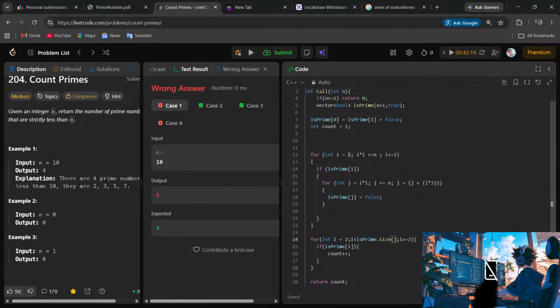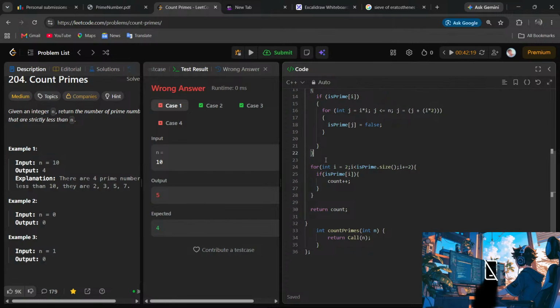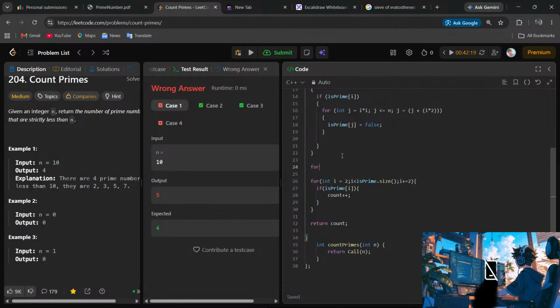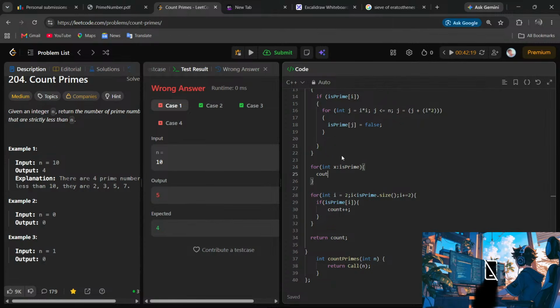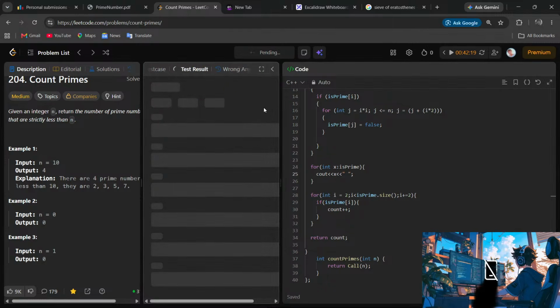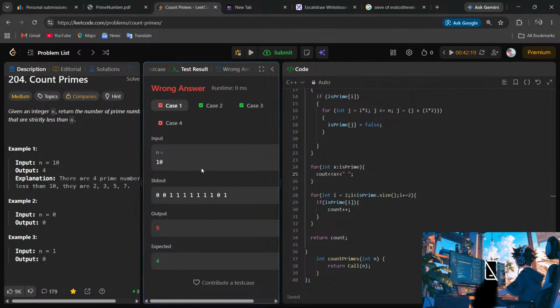For 10, I got 5. And why did I get 5? isPrime. Let's see the output. Because I get this: 1, 2, 3, 4, 5, 6. I take a jump of 2. That's why I got 6.